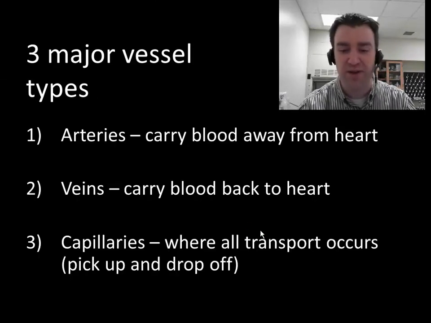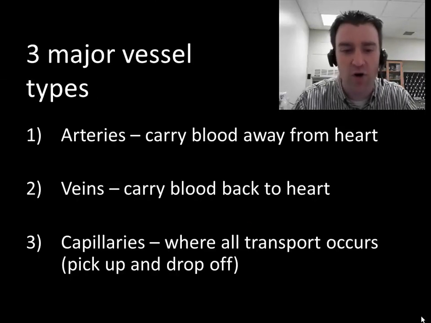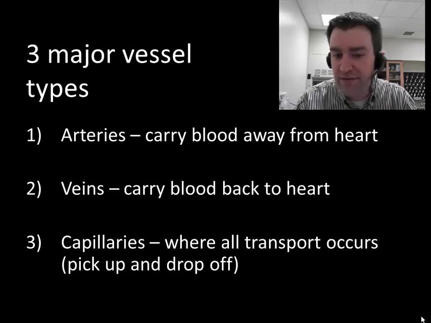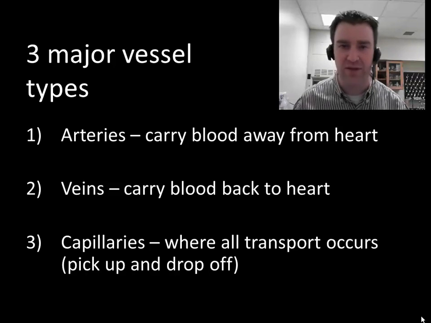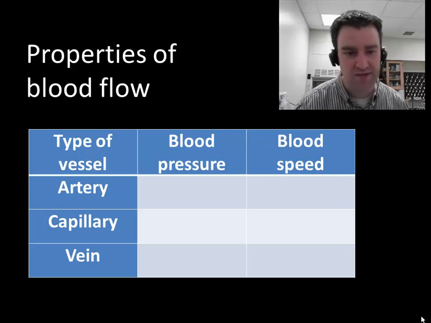So here's just kind of a brief summary of all of that. Arteries always carry blood away from the heart. Veins always return blood to the heart. And again, I want to say capillaries are the functional unit because that's where all of the picking up and dropping off of supplies occurs. All right, so let's keep going.